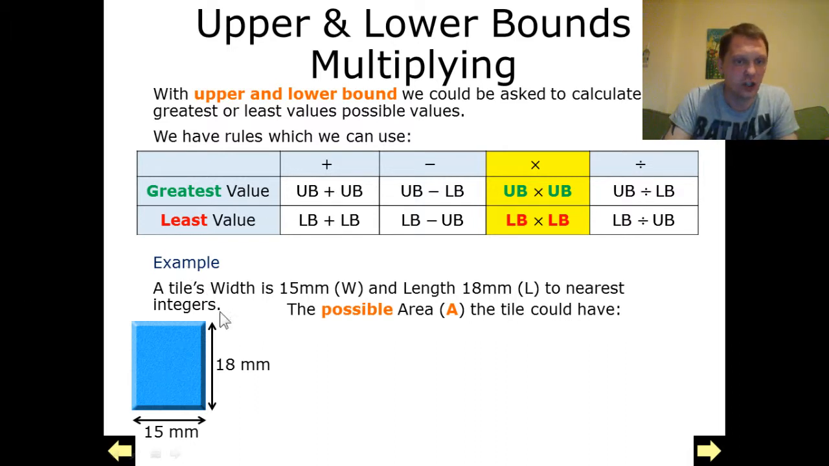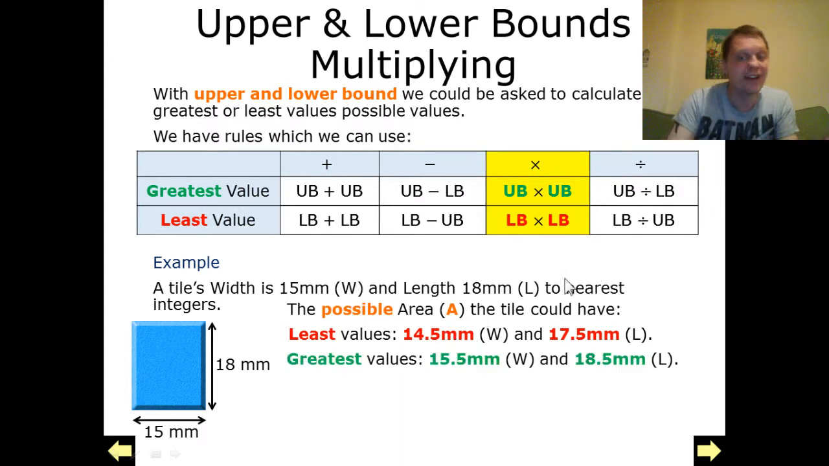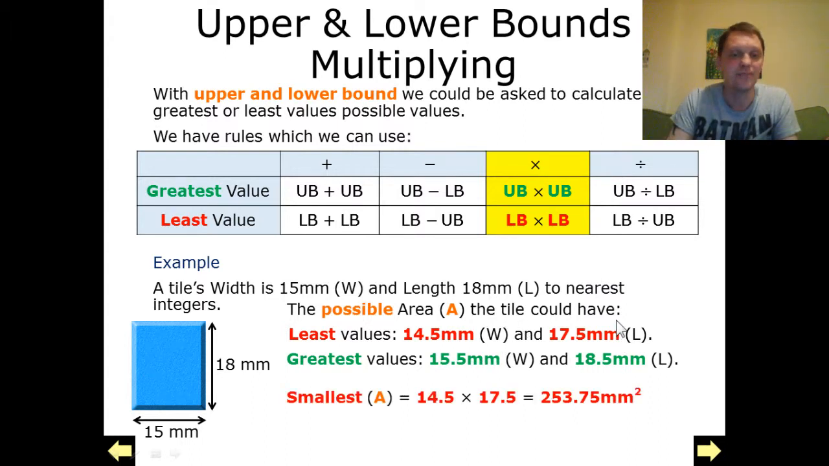So here we've got a tile, which is 15 millimeters wide, 18 millimeters tall, to the nearest integers, so to the nearest full numbers. So we're going to be finding possible areas for this. The least possible values that we could have for the width and for the length are 14.5 millimeters and 17.5 millimeters. The greatest we can have is 15.5 millimeters and 18.5 millimeters.